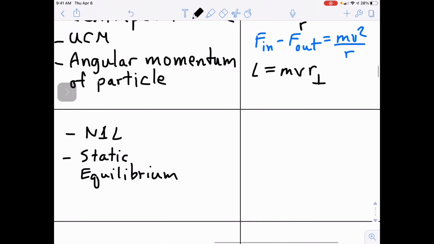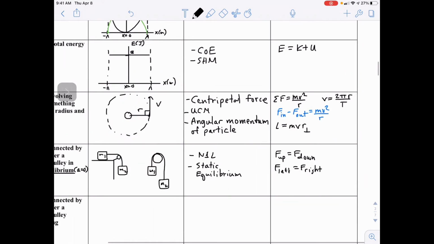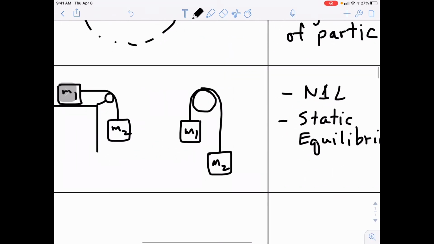And when we have a static equilibrium concept, it's very simple. Forces up equal forces down, and all forces going to the left would equal all forces going to the right. So if I were to look at this here and come up with the forces acting on this, we would have M1G, we would have M2G, we would have tension, and we would have tension.